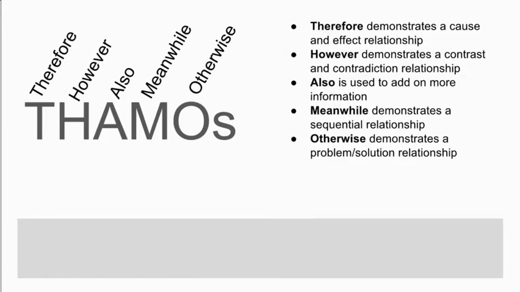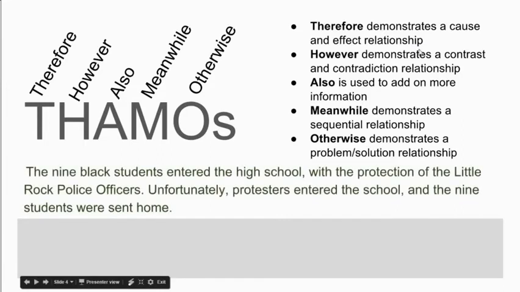Next one, this one you're going to work on. The 9 Black students entered the high school with the protection of the Little Rock police officers. Unfortunately, protesters entered the school and the 9 students were sent home. So my period, I know, will be deleted, and I must replace it with a conjunctive adverb. I'm going to pause, you're going to pause the video here and think through which conjunctive adverb represents the relationship here. Pause.